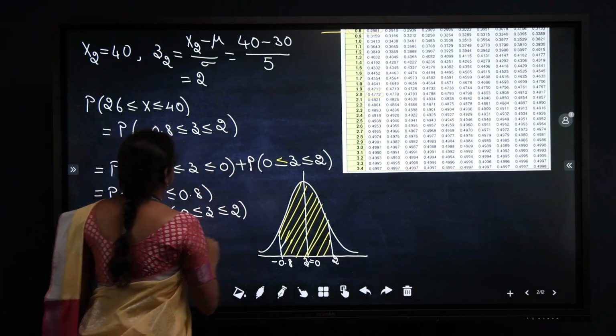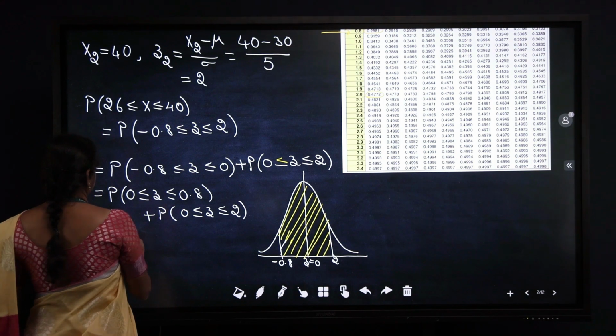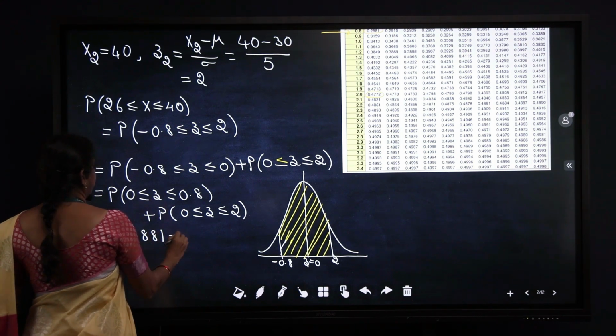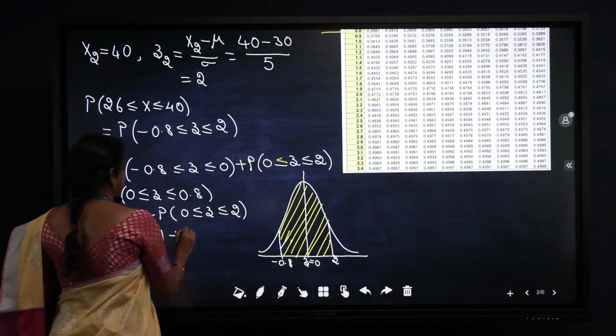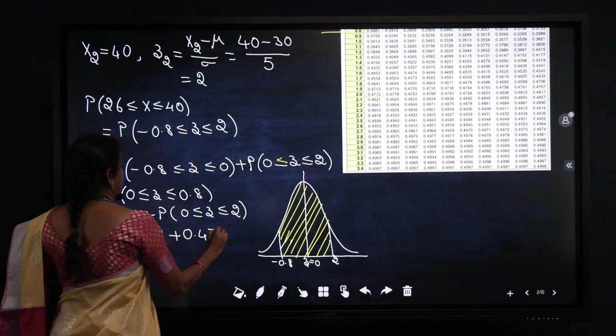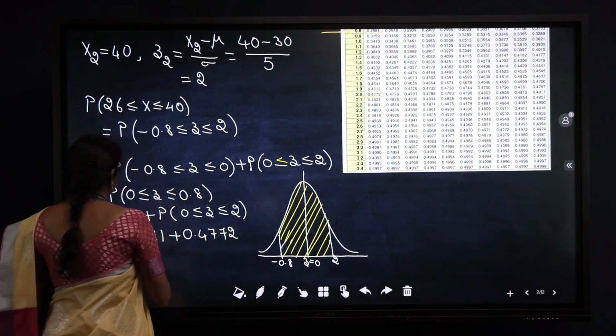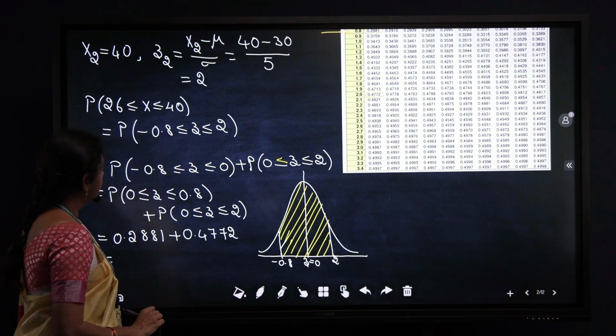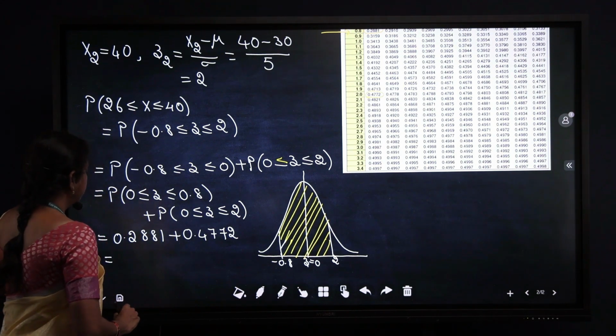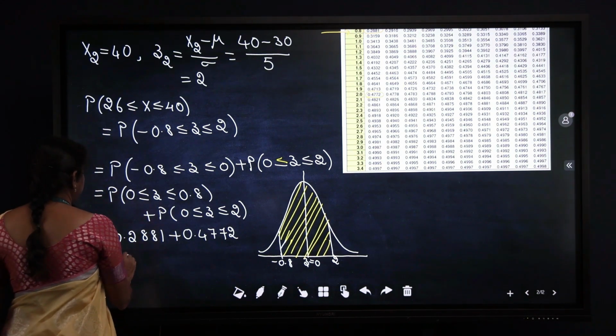So we got the value as 0.2881 plus, and under 2 the value is 0.4772. As I've mentioned earlier, you can find these normal tables, and using the normal tables we can find out the value. Now adding these two values, what do we have?